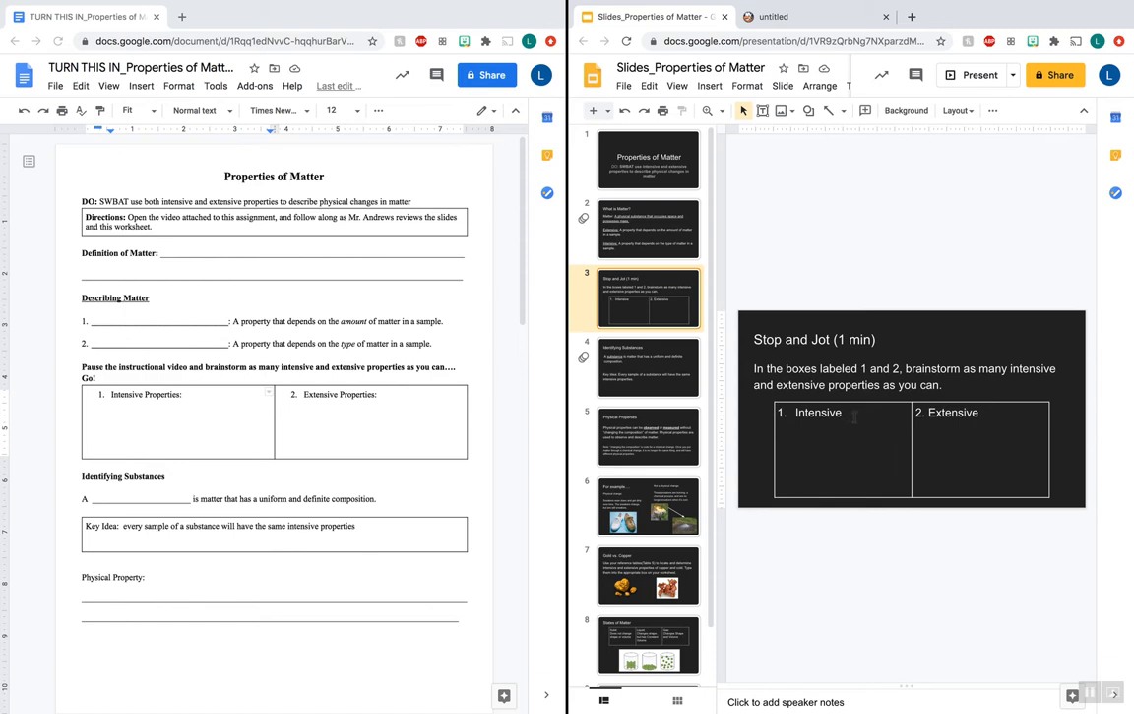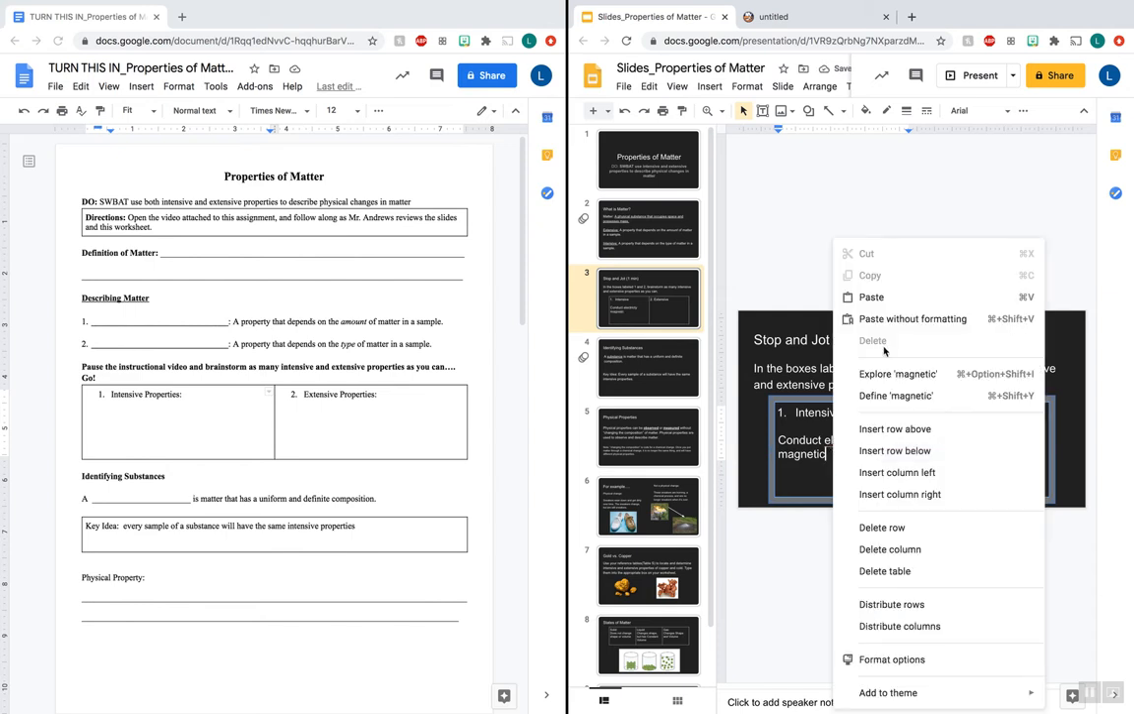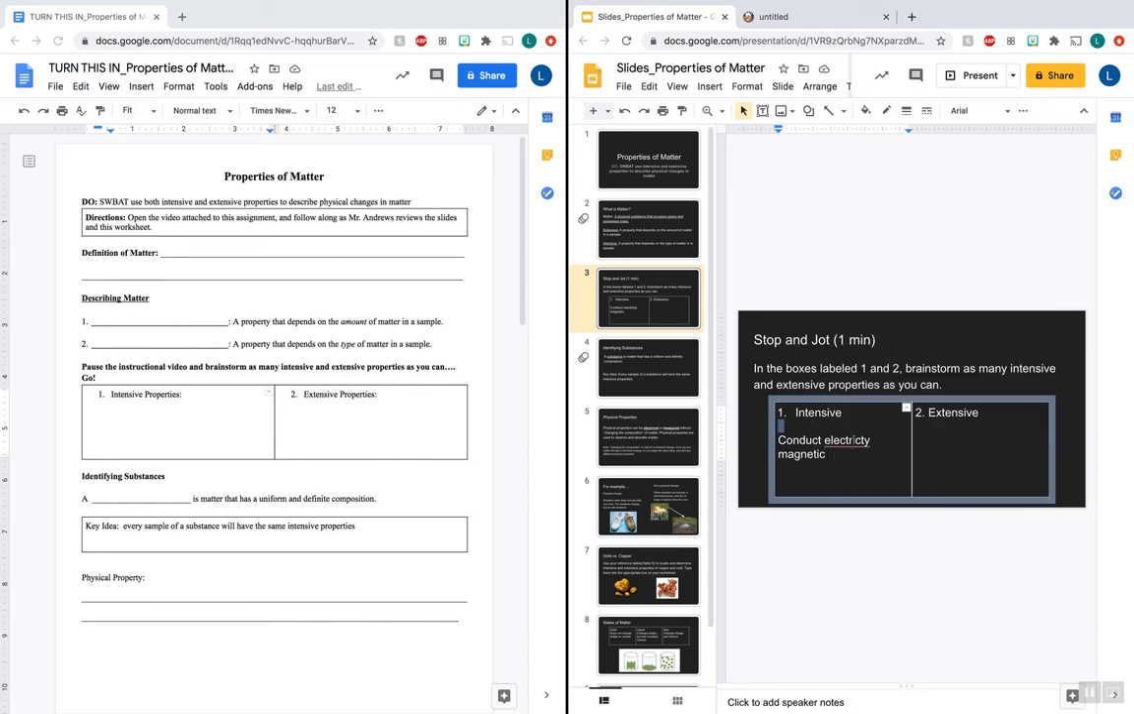So, intensive properties, properties that don't change with the amount of matter. So that's like, does this material conduct electricity? It doesn't matter if we have a ton of copper or a very small amount of copper, it's going to conduct electricity. So it doesn't matter if we have more or less, it's always going to conduct electricity. Things like, is it magnetic? We can have a very large sample, or we can have a very small sample, but it doesn't matter, it's going to be magnetic no matter what.